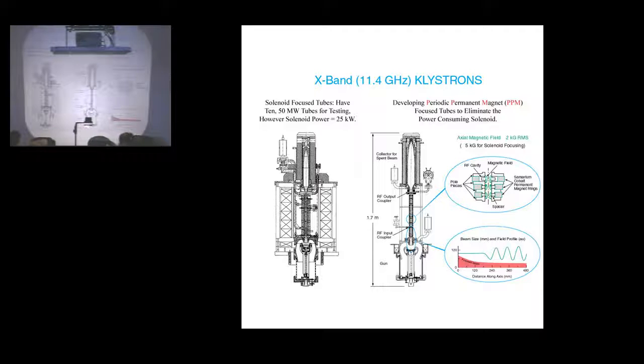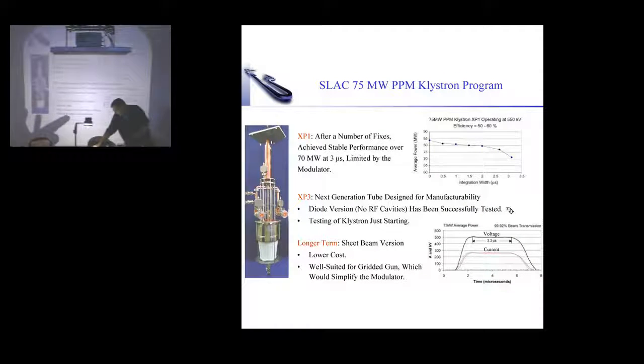It's basically a modulated vacuum tube amplifier, you can think of it. And this takes a lot of power, about 25 kilowatts, which would really kill our efficiencies if we kept doing that. So we've gone to these periodic permanent magnet focus tubes, basically using permanent magnets to focus the beam throughout here. And we had success building these at 50 megawatts, and they're working more now on the 75, a little more of a challenge.